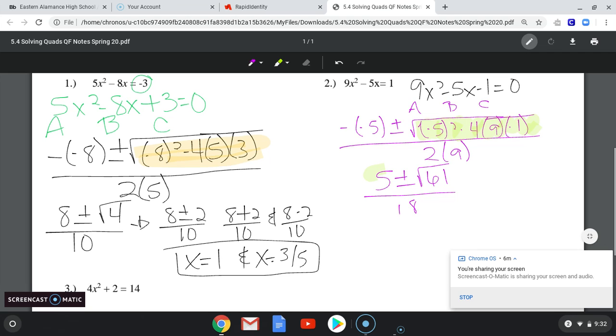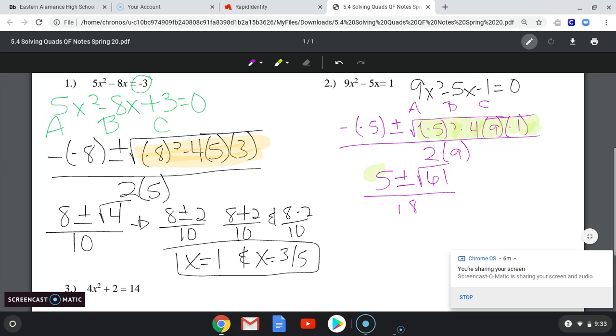I have to think, though, can I simplify 61? Is there any perfect square that goes into 61? Try going backwards on perfect squares. Can't use 64. 49 will not go evenly. 36 will not go evenly. 25 not evenly. 16 will not work evenly. 9 will not go evenly. 4. So it is already in simplest form.